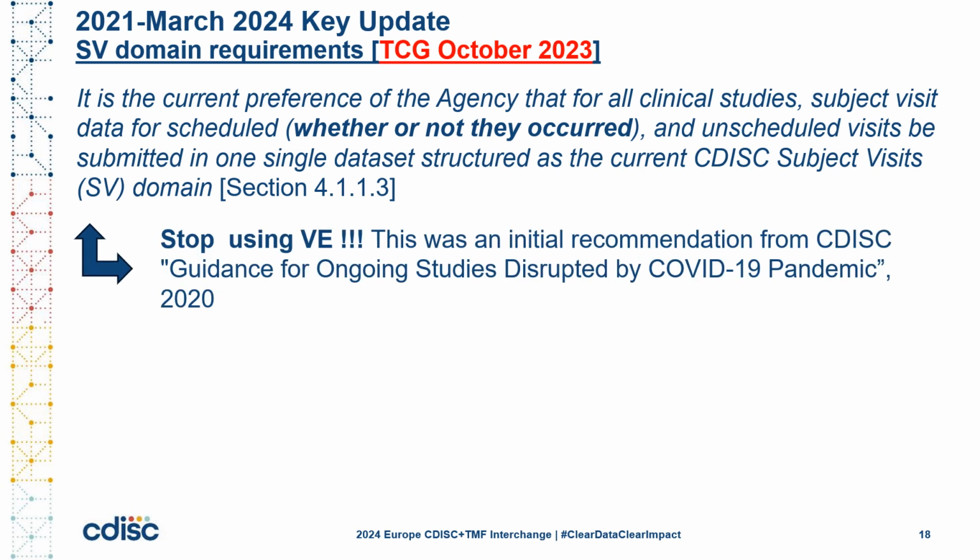So the recommendation is to also stop using the VE domain, which was initially recommended in the guidance for ongoing studies disrupted by the COVID pandemic. So this was released just at the start of the pandemic.